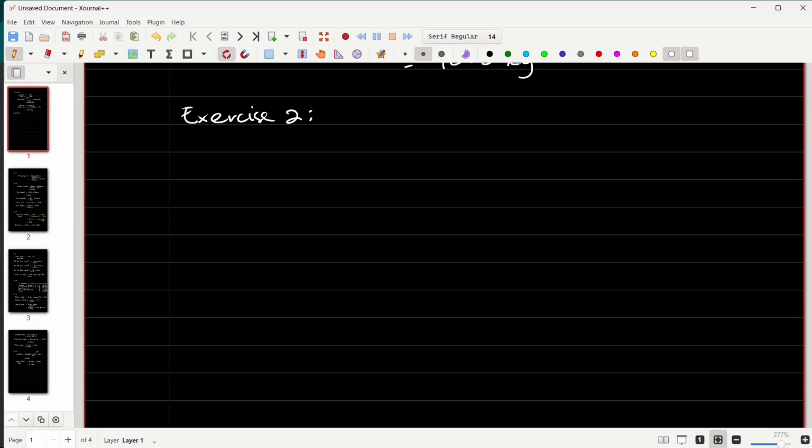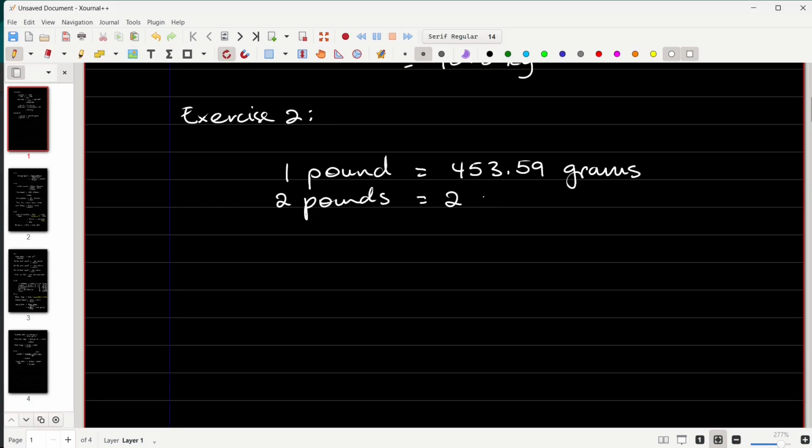Okay, so the first thing that we need to do is convert that 2-pound bag into grams. We know that 1 pound is equal to 453.59 grams. Therefore, 2 pounds would be equivalent to 2 times 453.59 grams, which is equal to 907.18 grams.